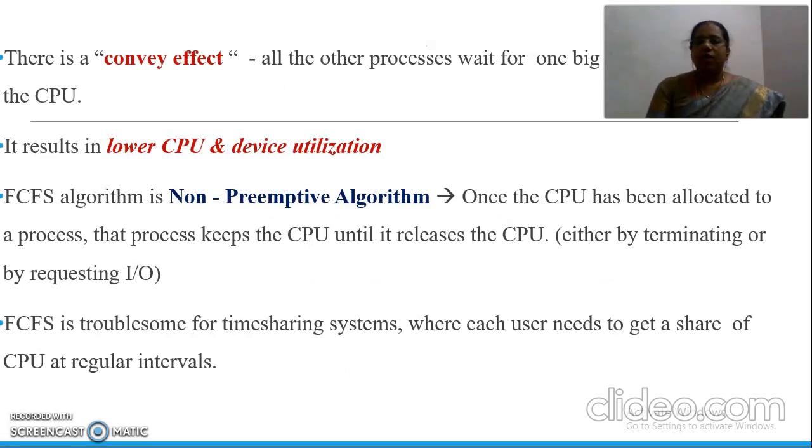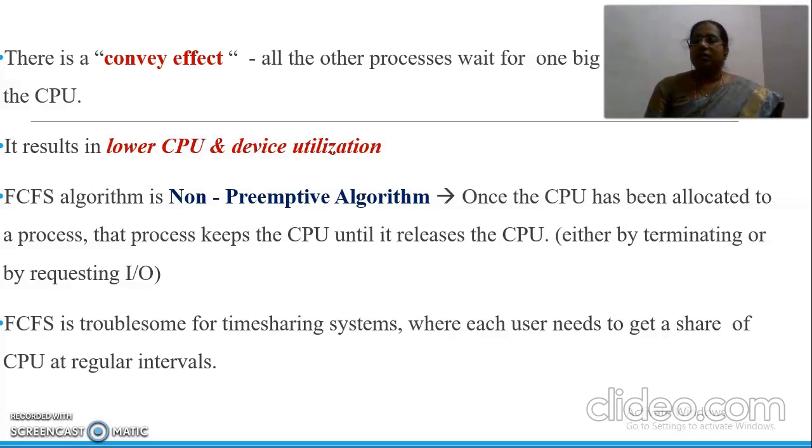So the problem in this first come first served scheduling algorithm is that it has an effect called the convoy effect, which is when all other processes are waiting for one big process to get out of the CPU. They have to wait a long time until the big process completes its work, which causes lower CPU and device utilization. Specifically, we call this FCFS algorithm non-preemptive, which means once the CPU has been allocated to a process, the process keeps the CPU until it releases it, which happens once it has completed its work.